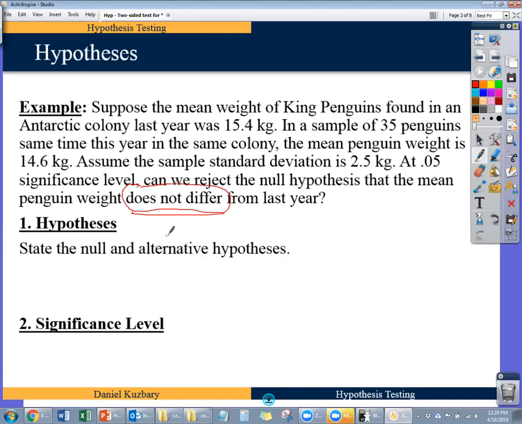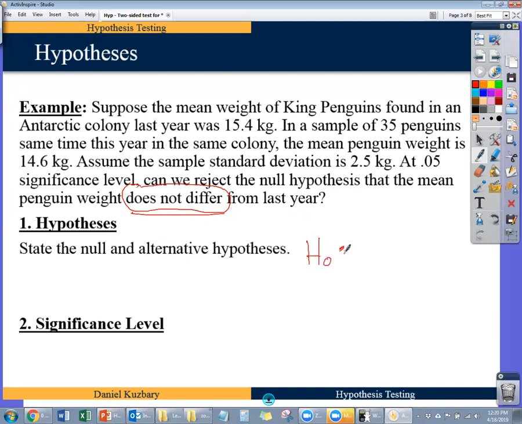The mean weight does not differ from last year. What distinguishes a one-tailed test from a two-tailed test is that in a one-tailed test, you're going to see words like something greater than or less than it was last year. You're looking just on one side of your mean. But when you see words like did something change or is something different, you really want to see if it is greater or less than. So one-tailed would be greater or just less, but two-tailed would be greater or less, which is what will shape our hypotheses.